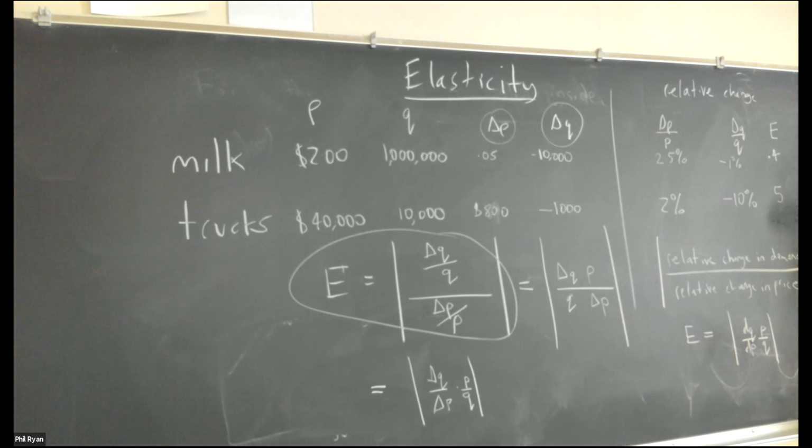Whereas for a truck, we've got an elasticity of 5, which means if the price goes up 1%, the demand drops 5%. It's much more sensitive to price change. Why is that? So Ford, say, increases the price of his trucks. What happens? Less people will buy them.